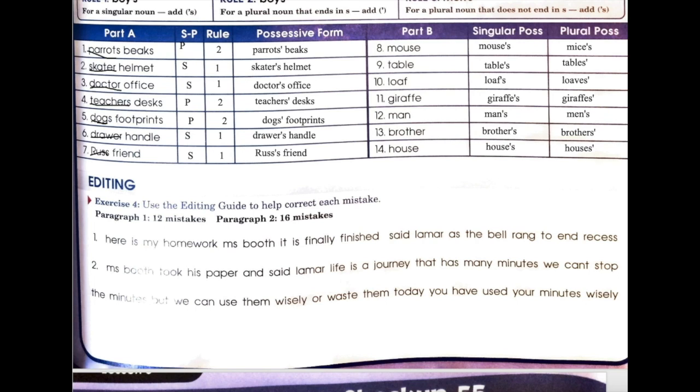Exercise 4. Use the editing guide to help correct each mistake. Paragraph 1, 12 mistakes. Paragraph 2, 16 mistakes. Here we go. Paragraph 1. Here is my homework. Capitalize here. Put quotation marks around what is being said. Put a comma before the explanatory words. Capitalize Miss Booth. Put a period in between Miss Booth.